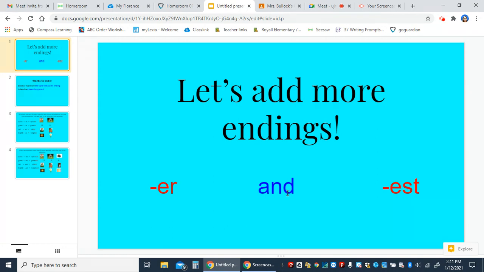Today we're going to be learning about some more endings that we can add to our words. Look over here down at the bottom of your screen, and you see the letters E and R. When those letters are together at the end of a word, those two letters say er. Look over here where you see EST. When these letters are at the end of a word, they say est. So ER says er and EST says est.